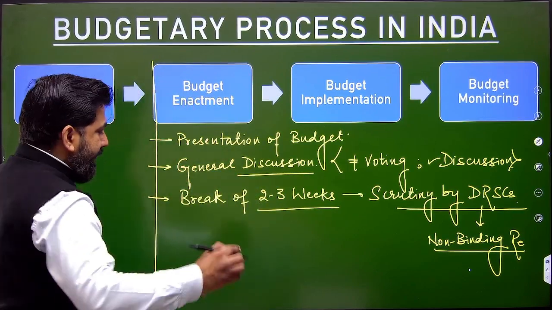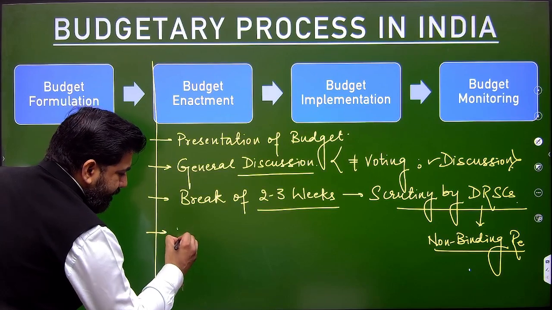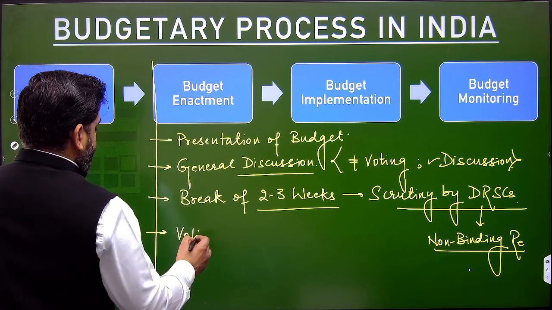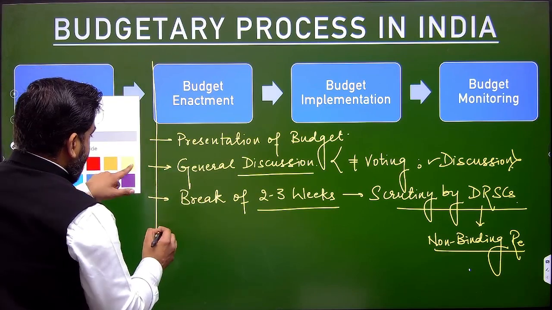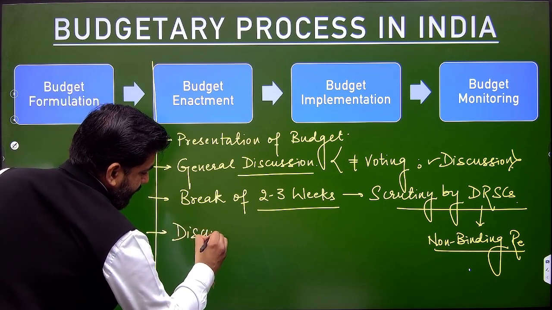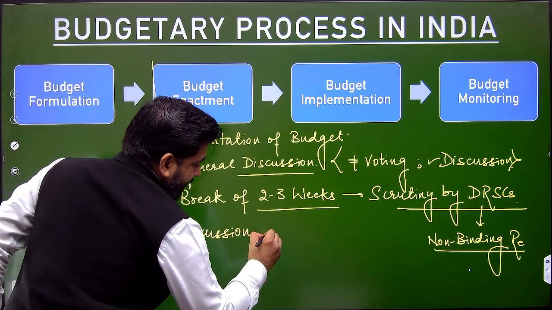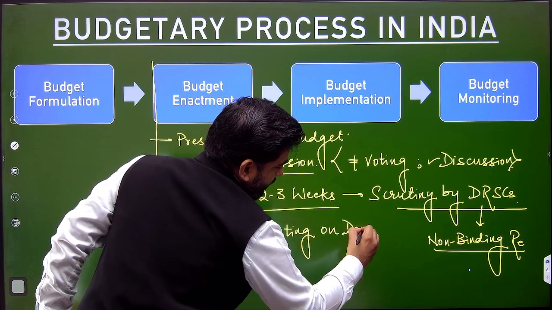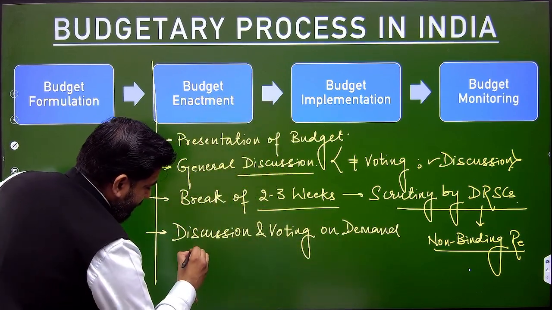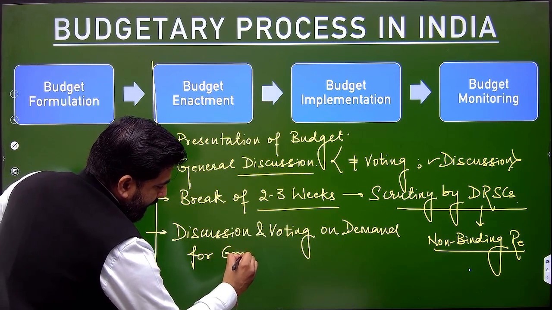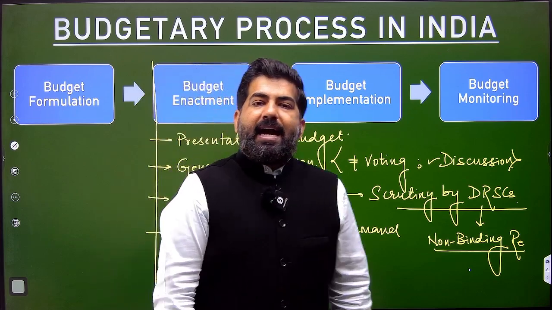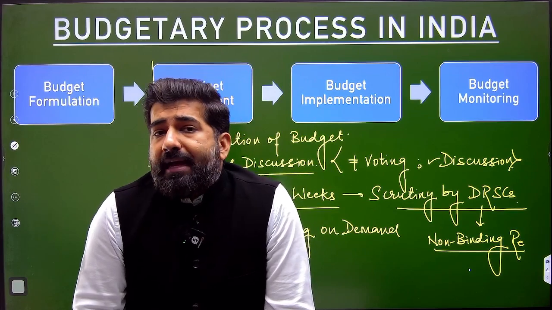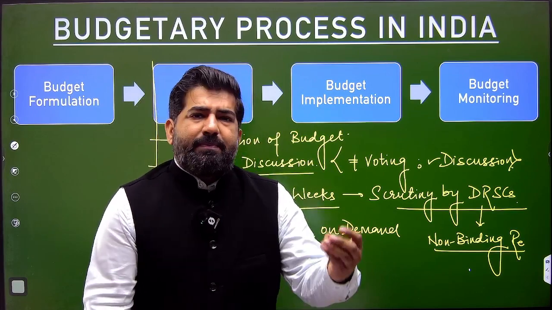And what happens then starts with discussion and voting. This word I'll write like this: discussion and voting on demand for grants. Yes or no? Discussion and voting on demand for grants. Now what happens? See, discussion is started. When I say discussion is started on demand for grant, the members start discussing a particular demand for grant.